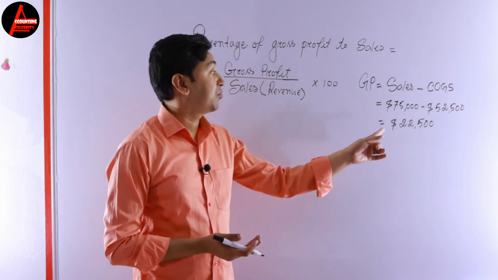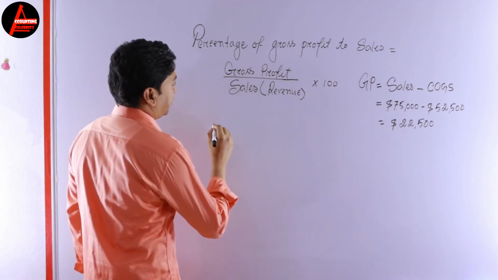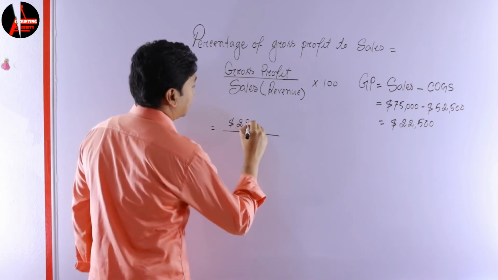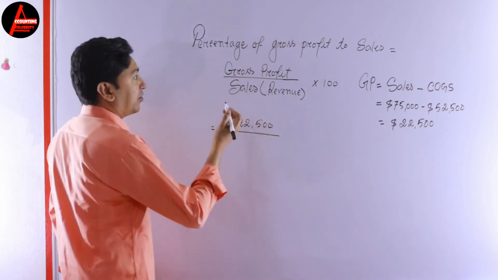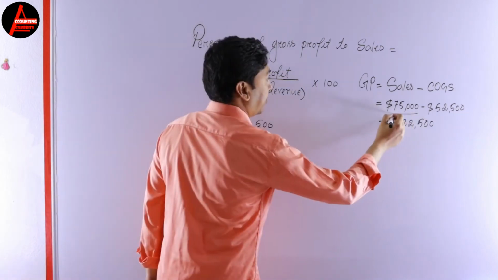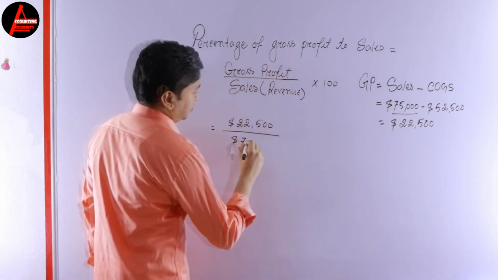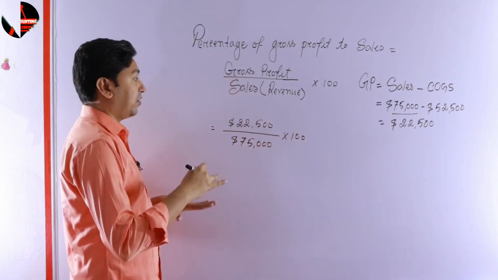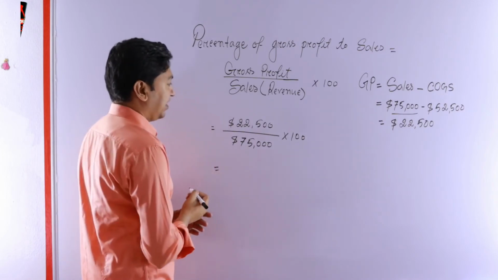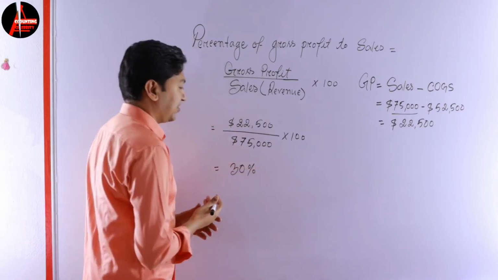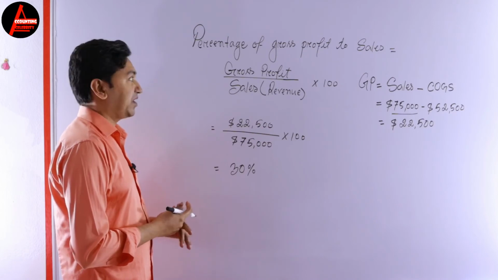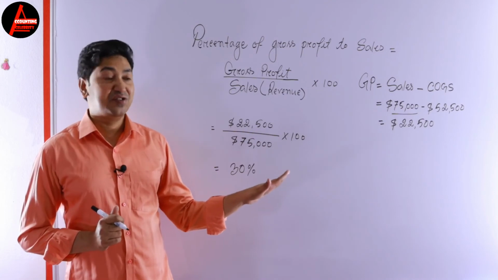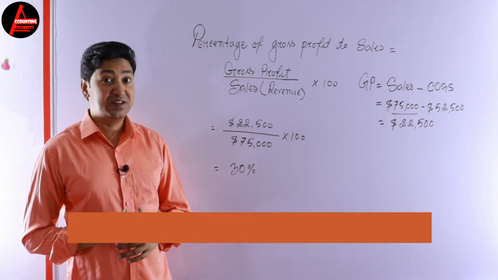Okay, now we have to put this value here. Okay, so if we write here the gross profit we calculated, $22,500, we have already sales revenue $75,000 in the question. So then if we multiply by 100 here, then after all these calculations we get 30%. Okay, very simple, very easy calculations, but you have to know this. Okay, so this is the way to calculate percentage of gross profit to sales.